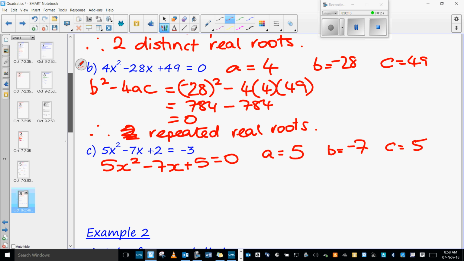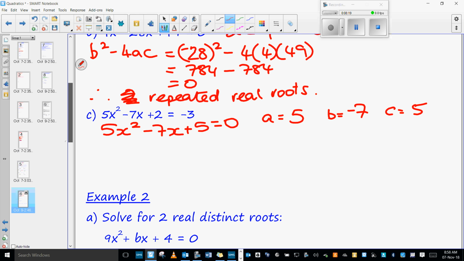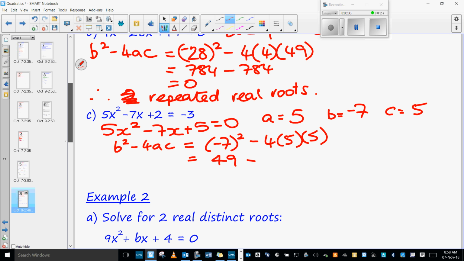Alright, so we've got 5, negative 7, and 5. So b squared minus 4ac is equal to negative 7 squared, which is 49, minus 4 times 5 times 5, which is 100. 49 subtract 100 is negative 51. What's that tell us? No real roots, no real solutions.